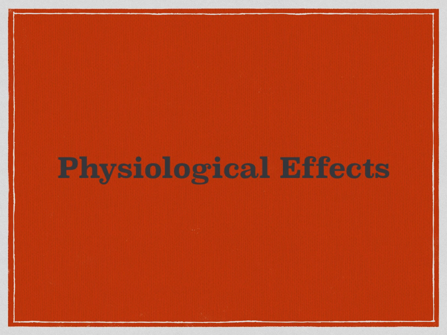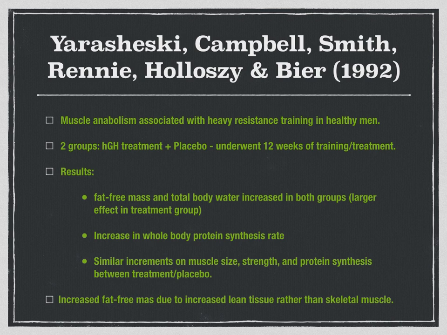So the physiological effects of hGH: Yarasheski, Campbell, Smith, Rennie, Holloszy, and Bier in 1992 looked at muscle anabolism associated with heavy resistance training in healthy men. Two groups underwent 12 weeks of training and treatment. The two groups were an hGH treatment group and a placebo group. Results displayed that fat-free mass and total body water increased in both groups. However, a larger effect was seen in the treatment group.